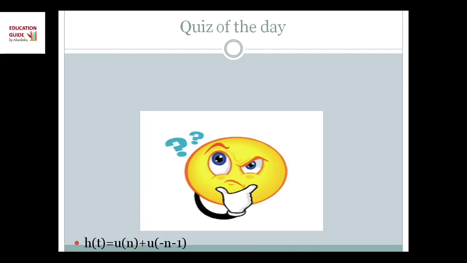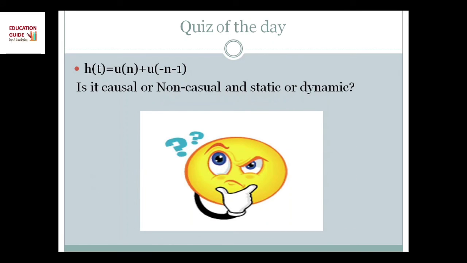Quiz of the day: h(n) = u(n) + u(-n - 1). Is it causal or non-causal, static or dynamic system? Please answer in the comment section.